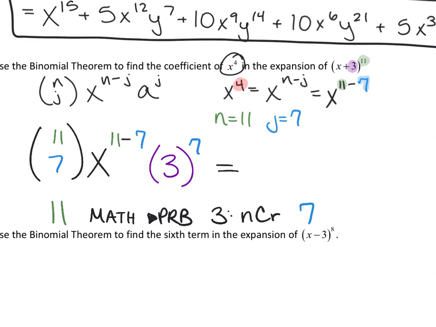What did it give you? 330. That's n choose j. That would have been the number in the Pascal's triangle had we multiplied Pascal's triangle enough times to get to n equal to 11. Don't recommend it. Numbers get really, really big. This is going to be times x to the 4th power multiplied by 3 to the 7th.